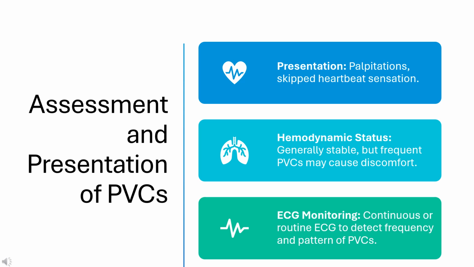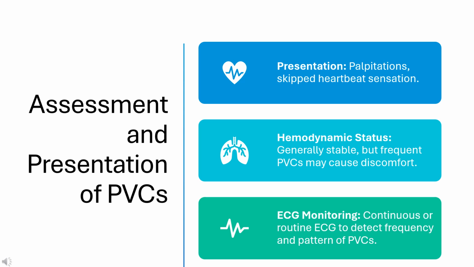Continuous ECG monitoring is essential for detecting the frequency and pattern of PVCs. This is especially important in patients who report frequent palpitations or who have known cardiac conditions. Routine ECGs can also be used for patients who have intermittent symptoms or during regular checkups.